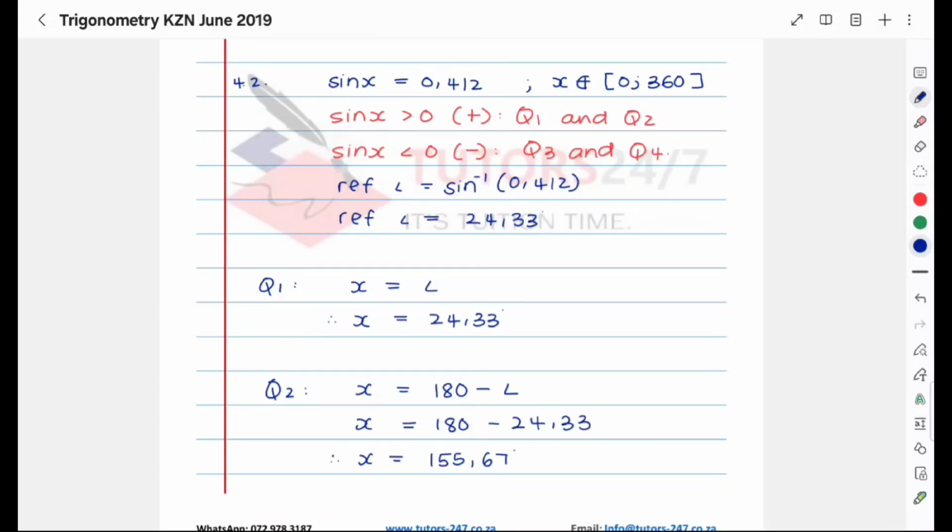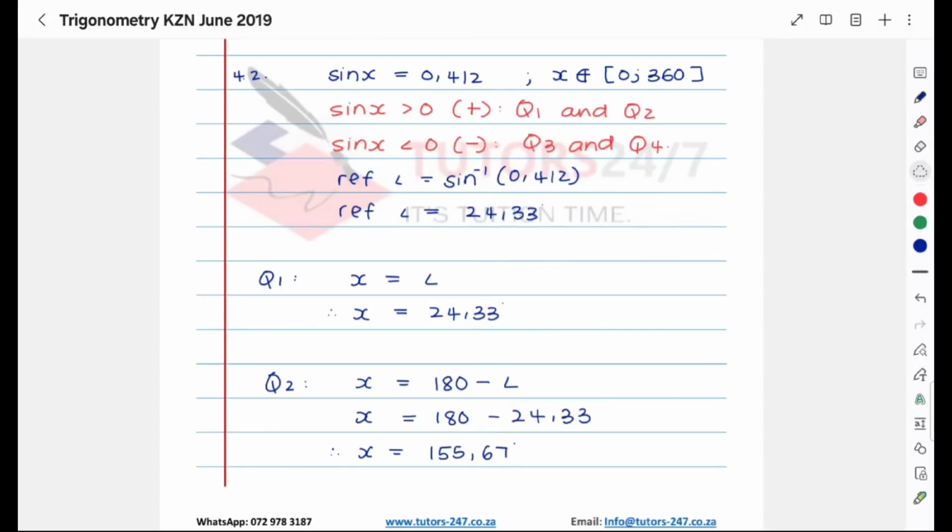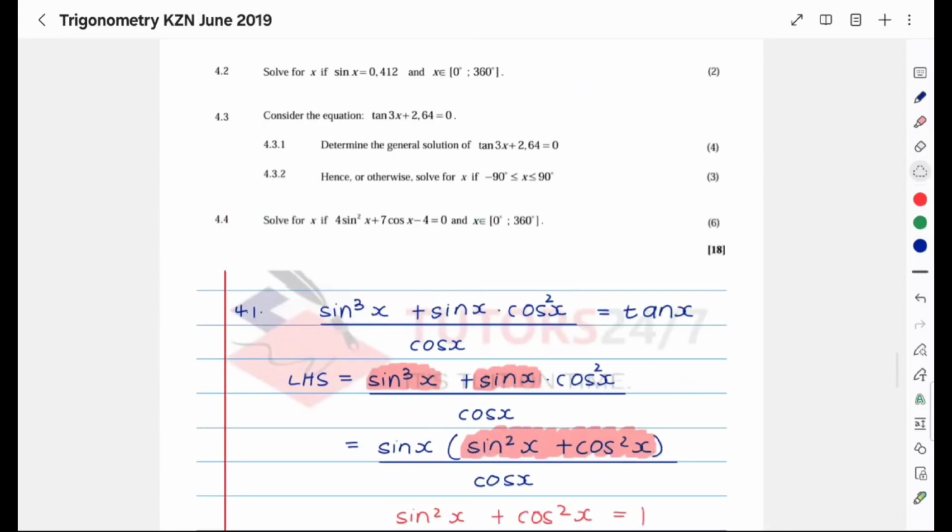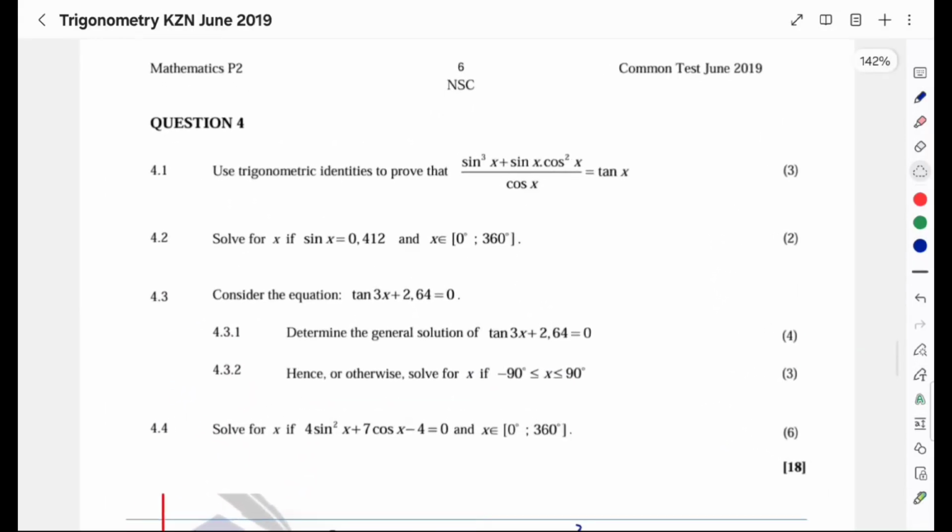The positive and negative just tells us which quadrant our solution is in. So we do not use the negative to find the reference angle. You ignore the negative sign when finding a reference angle. Next, let us have a look at question 4.3.